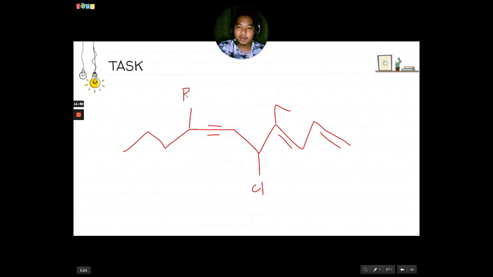compound. Sabi ka, sir, grabe ka naman. Pero para sulit ang example natin. Take your time to name this compound. So there you have it.